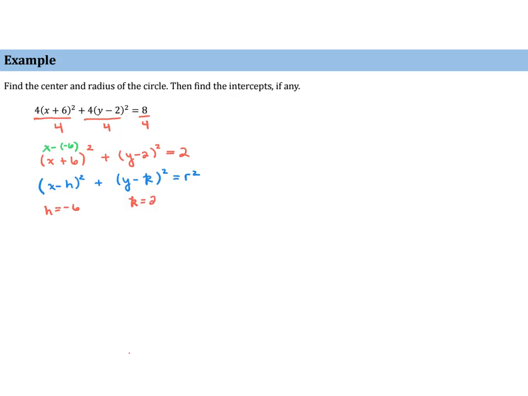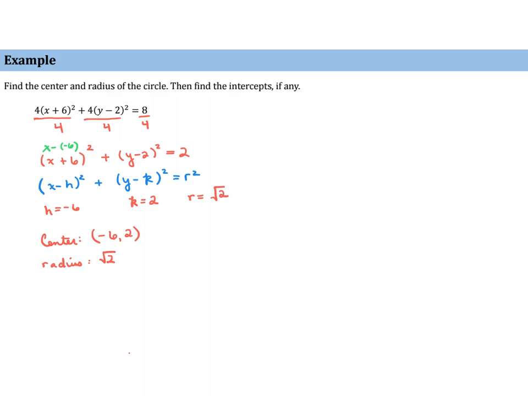And then r is going to be what? Well, r squared is 2, so we are going to look for the positive square root of 2 because r is a distance. We will only deal with the positive square root. So this means that the center is hk, so -6, 2. The radius is r, so it will be the square root of 2.